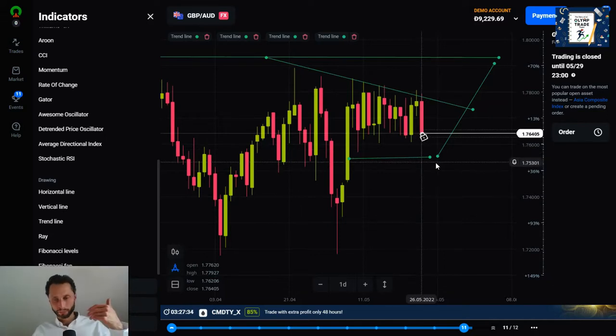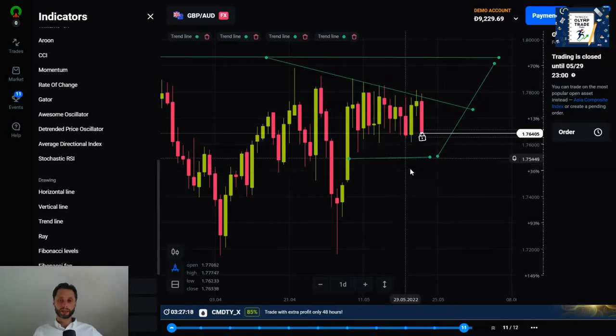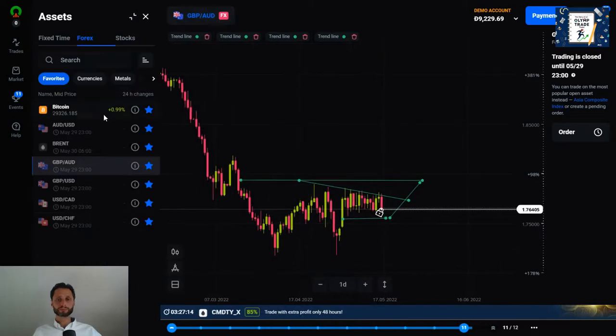But again, I want to see some price action. I want to see that reversal. I don't want to just enter it willy-nilly and enter for the sake of entering just because the price has reached there. We may see price coming down, going lower, much lower. And if that's the case, then obviously this is an invalid setup. So that's what I'd like to see on pound Aussie.